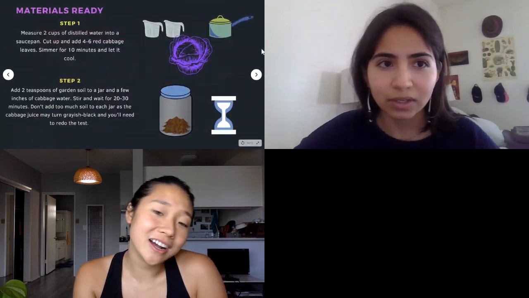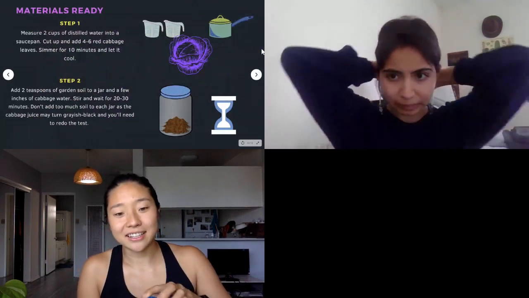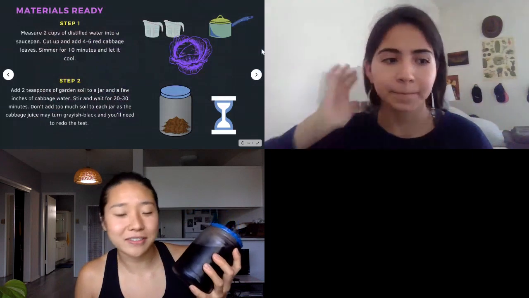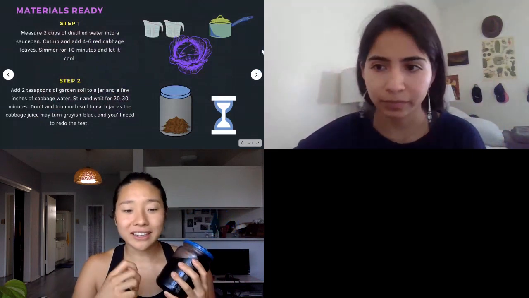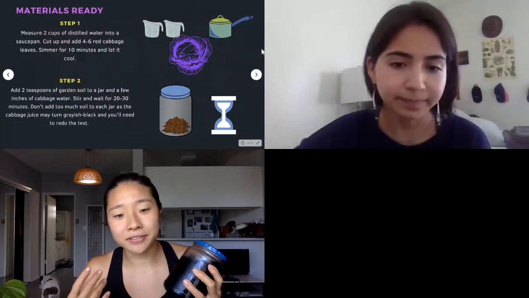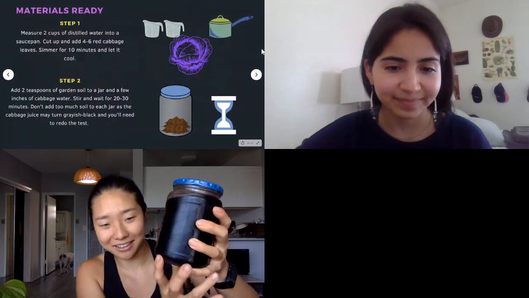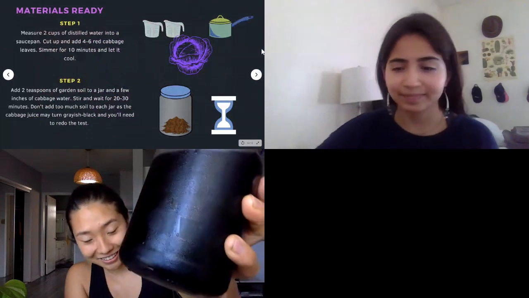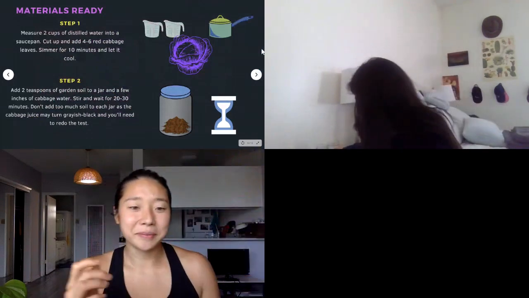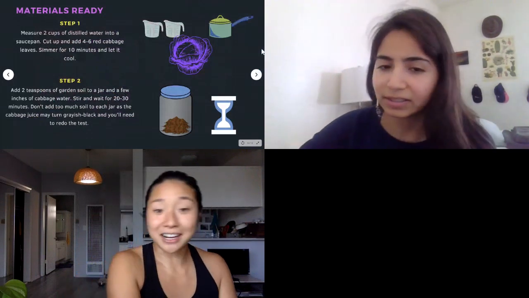So hopefully you guys have previously prepared your red cabbage juice, and you can just do that if you haven't already by boiling water and then tossing in like 3 or 4 leaves of red cabbage and then just letting it simmer for 10 minutes, and you'll get a really purple liquid like this. And so now what we're gonna do is the actual demo.